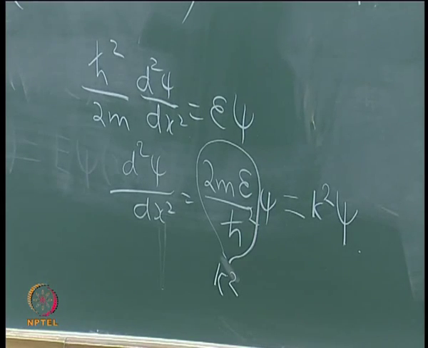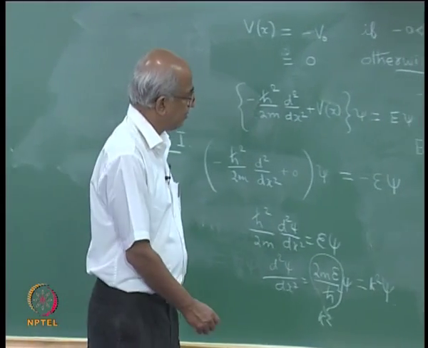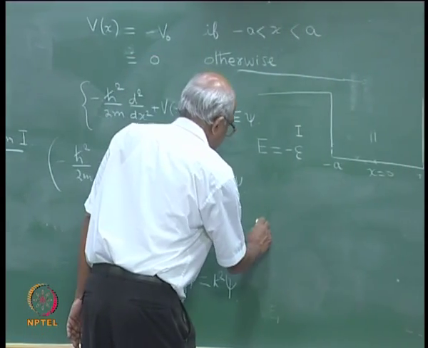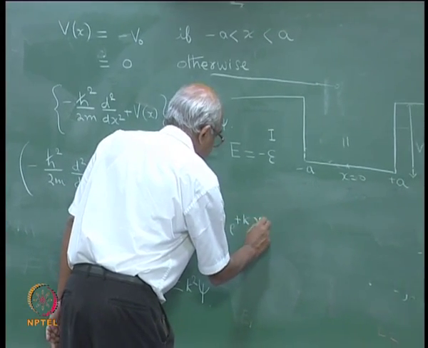Kappa is a constant. So, the second derivative of a function is equal to the function multiplied by kappa square. So, what is the solution of that equation? If you wanted to solve this, it is extremely simple. Well, there are two possible solutions. The first one is e to the power of plus kappa x.